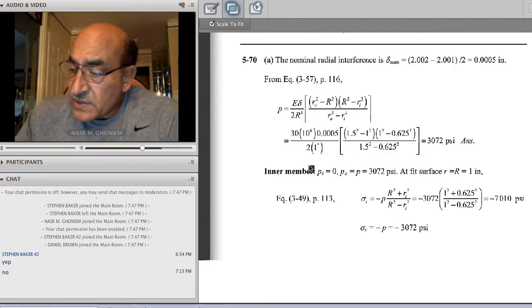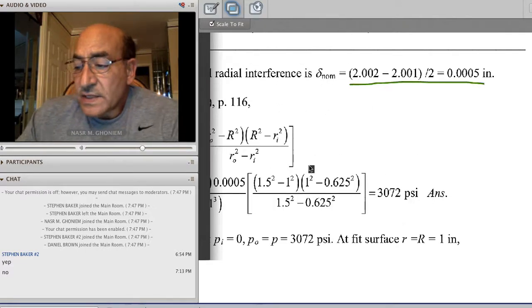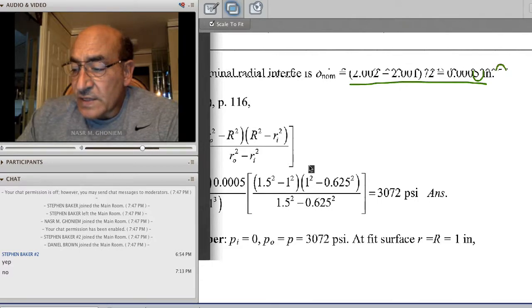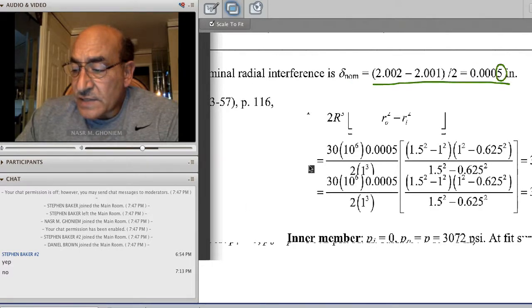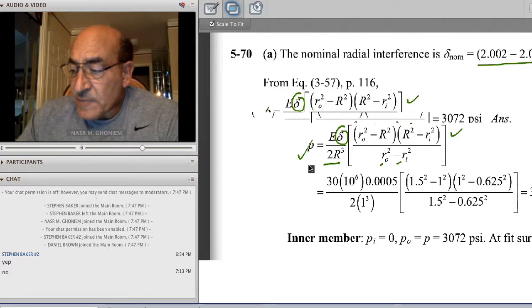The step that I talked about verbally is right here. This is the nominal interference. So it's very small, 0.5 mils. And then for each delta, I have the pressure. So the pressure is E delta over 2R cubed, and then you have this function. And we plug in the R inner and R outer, and that gives me the pressure.